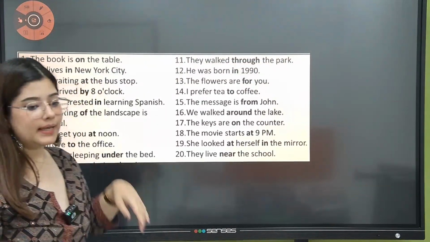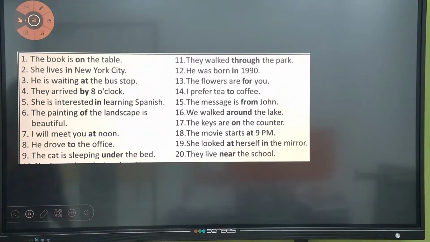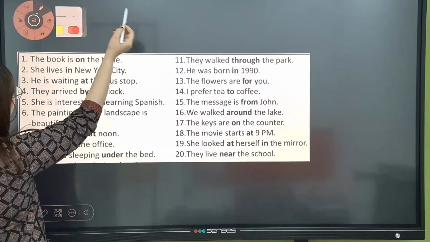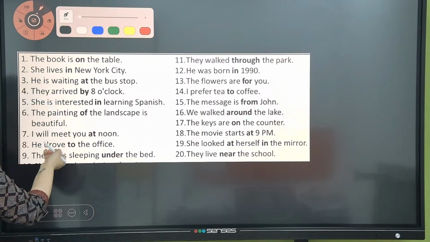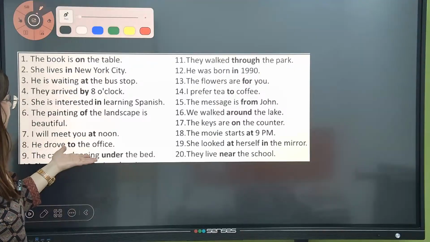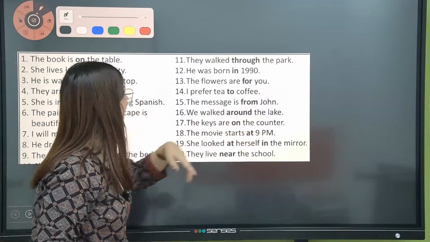For example, examples of preposition. The book is on the table. She lives in New York. He's waiting at the bus stop. I will meet you at noon. She drove to office. The movie starts at 9 p.m.